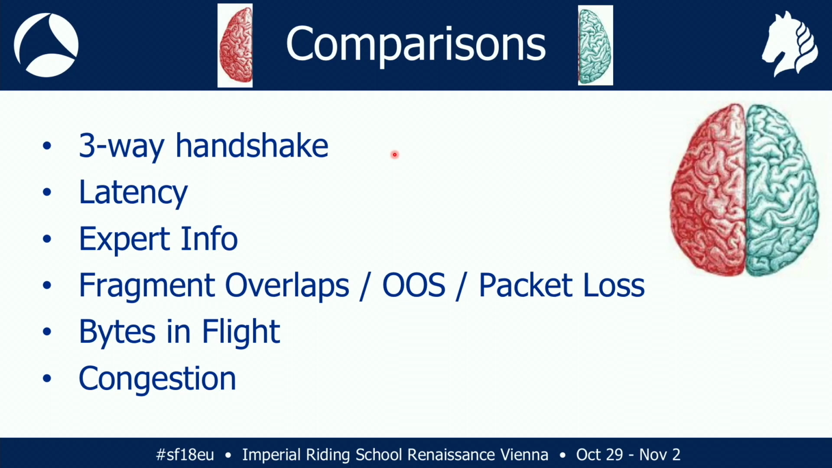So we'll look at the three-way handshake, we'll look at latency. We're going to compare and contrast the Wireshark expert info for both captures, so you can see how Wireshark interprets what's going on. Then we're going to jump into the meaty part, fragment overlaps, which is a Wireshark expert info condition that it calls out of sequence packets, and packet loss. And then we'll look at bytes in flight. We'll compare that, server side, client side. And then congestion is a bonus section at the end. I'm pretty sure we're not going to have time to get into that. But if we do have time, we will.